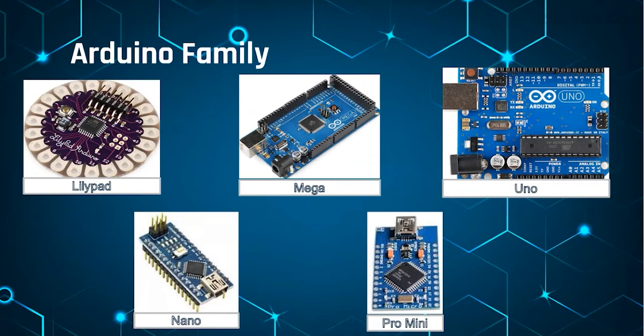Arduino boards are able to read inputs, like light on a sensor, you pressing a button, or a Twitter message, and turn it into an output, like activating a motor, turning on an LED, publishing something online, etc. You can tell your Arduino board what to do by sending a set of instructions to the microcontroller on the board.